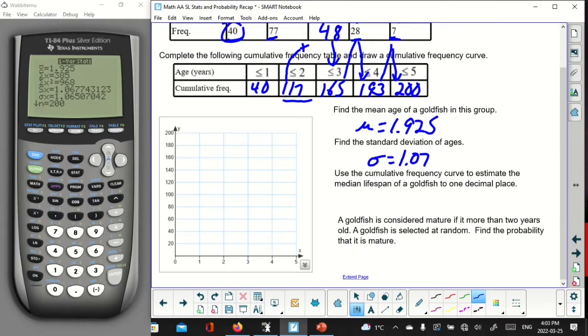So chances are on your exam they'll already give you one of these graphs, but we can generate it ourselves. We can say up to 1 year old, there are 40. Up to 2 years old, there are 117. Up to 3 years old, there's 165. Up to 4 years old, there's 193. And then here we are at the top. And I'll just try and connect these as smoothly as I can.